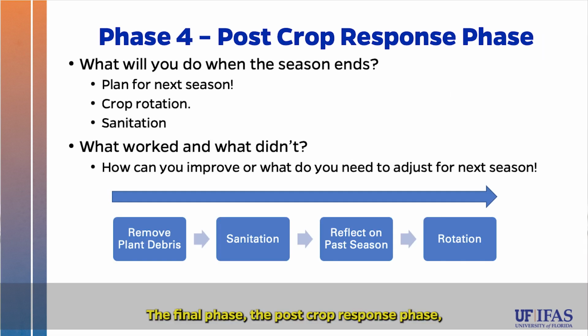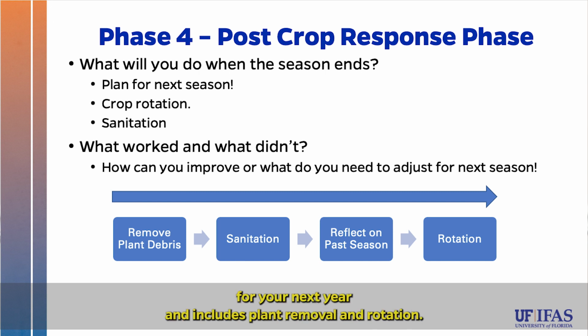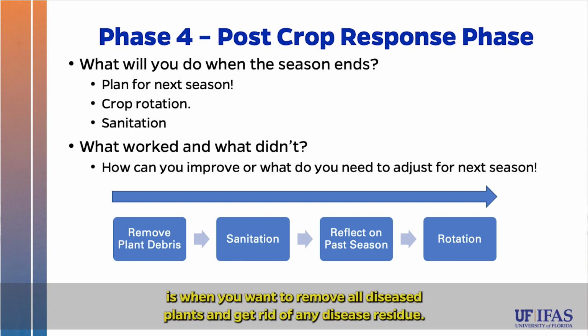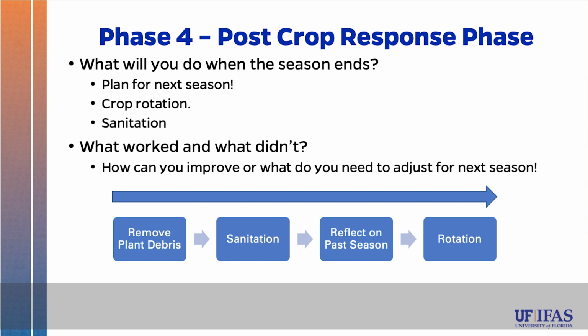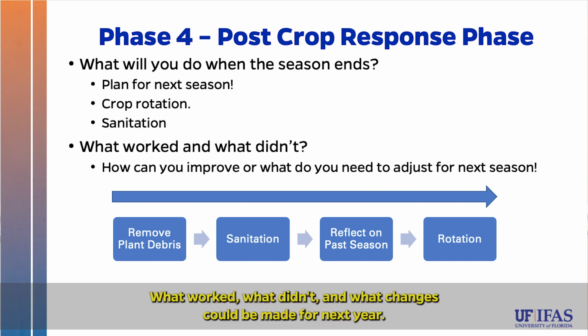The final phase, the post-crop response phase, is after the season ends. This is the phase right before you start planning for your next year and includes plant removal and rotation. It may coincide with pre-season planting of your rotational crop and is when you want to remove all diseased plants and get rid of any disease residue. Lastly, this phase is an opportunity to reflect and take notes on the previous season's outcomes. What worked, what didn't, and what changes could be made for next year.